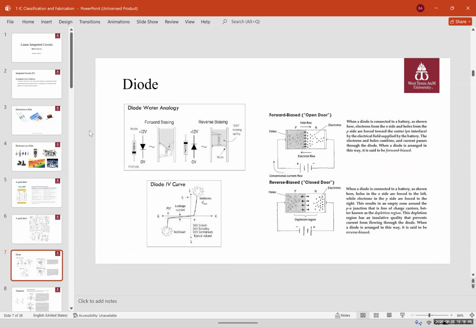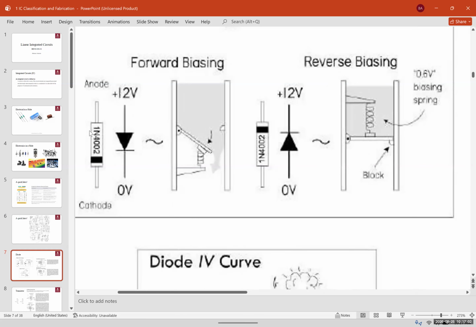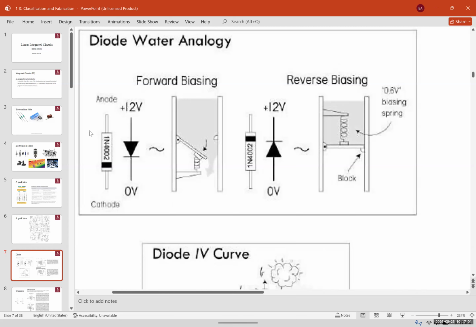Now, some basics of semiconductors. You're already familiar with diode. This is an interesting slide that I like to show the students. It's a water analogy of diode. Diode works like a one-way valve.